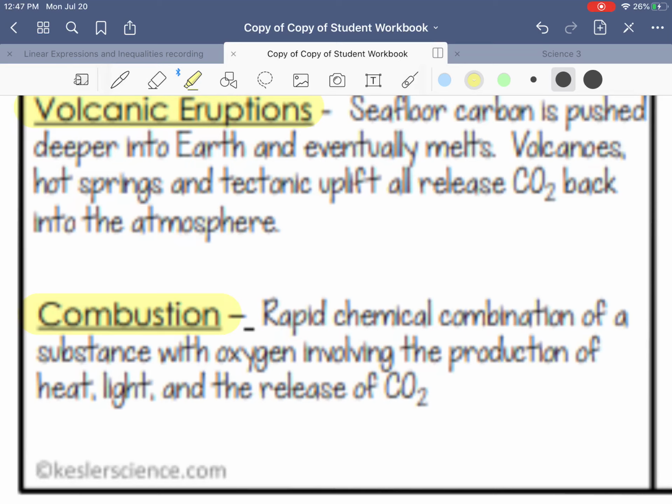The first thing you want to do if something catches on fire is cut the oxygen supply. You never want to smoke around an oxygen tank because oxygen feeds combustion. And it produces heat. We know that fire is hot. Light, fire is bright. And carbon dioxide is a byproduct of combustion.